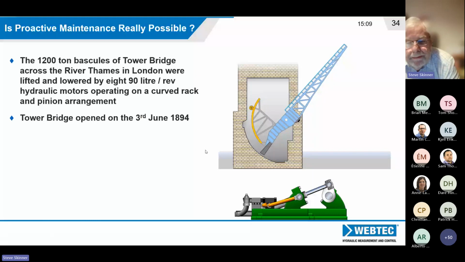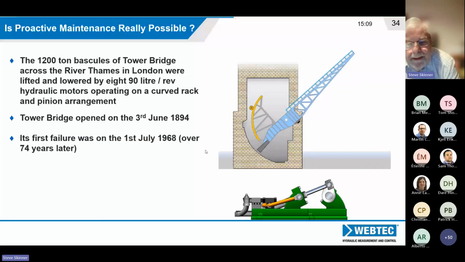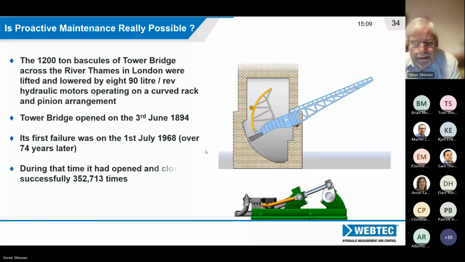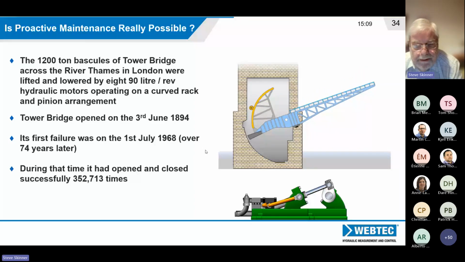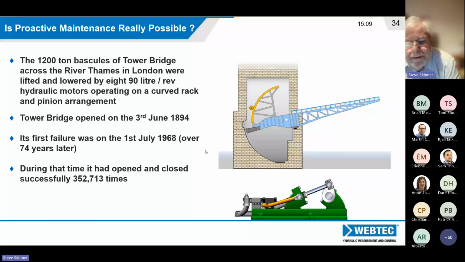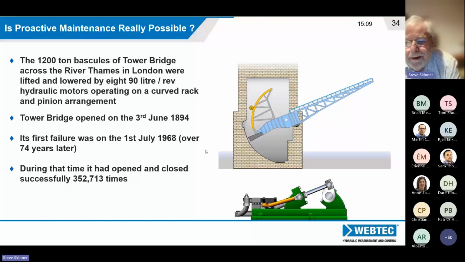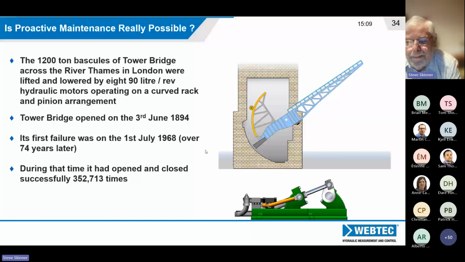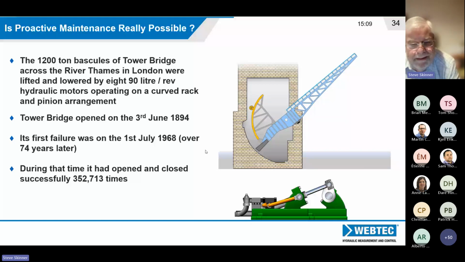Well, Tower Bridge opened on the 3rd of June 1894, and its first failure was on the 1st of July 1968, over 74 years later. And during that time, it had opened and closed over 350,000 times successfully. So it wasn't possible to get perfect reliability. It did eventually fail, but 74 years of satisfactory operation is not a bad record.